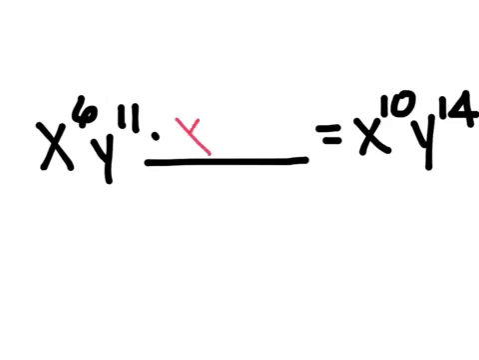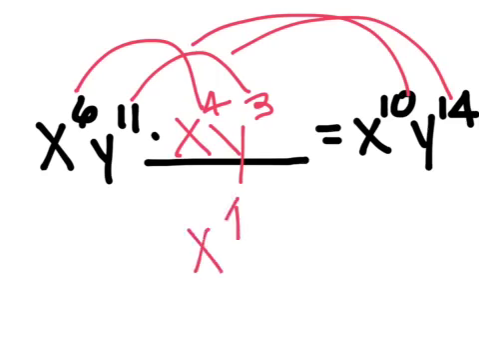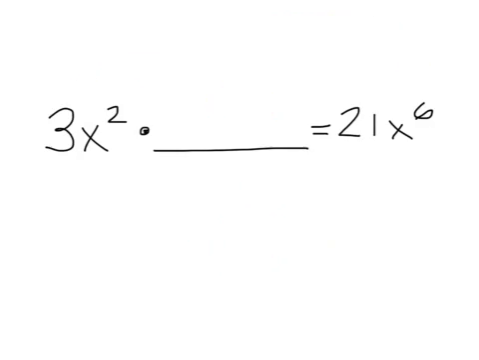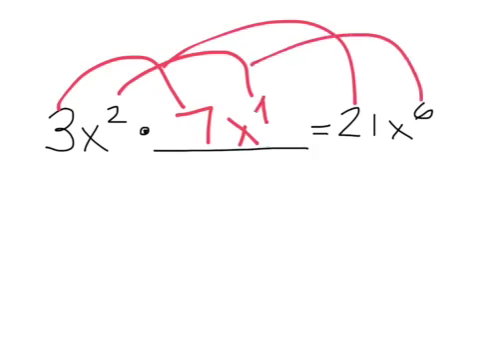In this case, 6 plus something is 10. 4 and 11 plus something is 14. X to the fourth, y to the third. 3 times something is 21. 7, and then 2 plus something is 6. 4, so it should be 7x to the fourth.